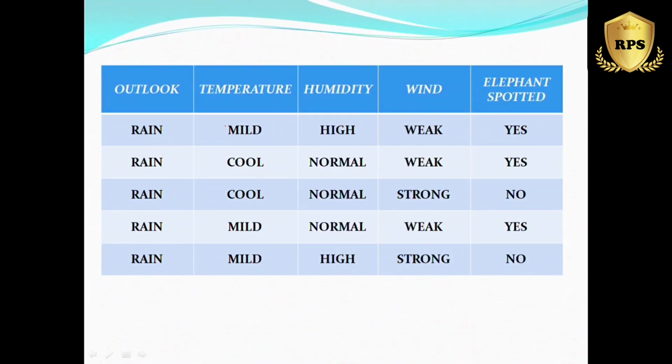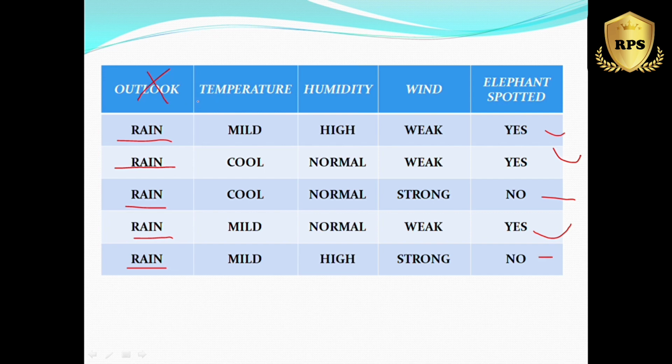When there is rain with mild temperature, high humidity, weak wind, answer is yes. When there is rain with cool temperature, normal humidity, weak wind, answer is again yes. With rain of cool temperature, normal humidity, strong wind, no answer. Rain with mild temperature, normal humidity, weak wind, answer is yes. Rain with mild temperature, high humidity, strong wind, answer is again no. So if you see, in each case there is rain, but there is also a problem. What? Here if you see there is three yes and two are no. So it cannot be a factor to measure.